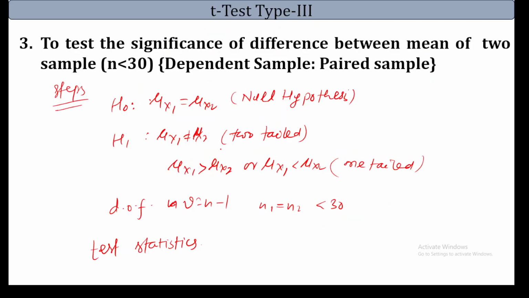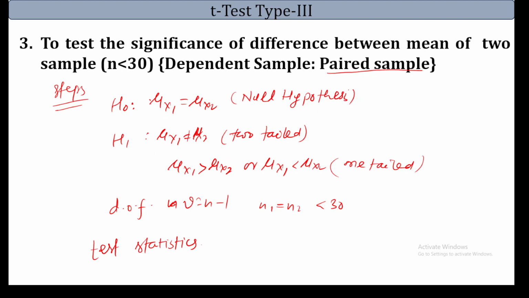Now the third case for the t-test: we are testing the significance of the difference between the means of two dependent samples, which will be the paired one. We did the unpaired, that is independent, also. Now for the dependent sample, the null hypothesis will be that the means are the same.